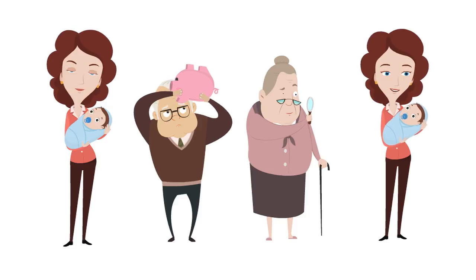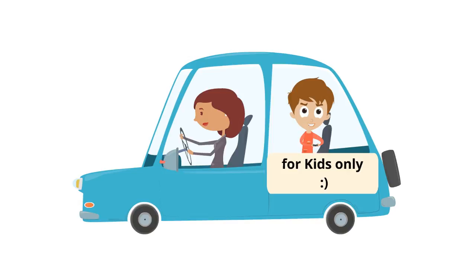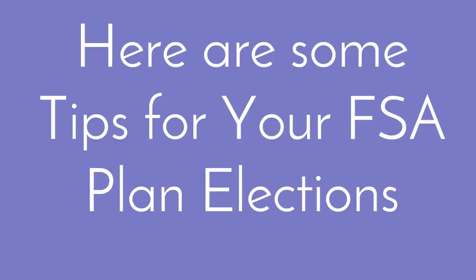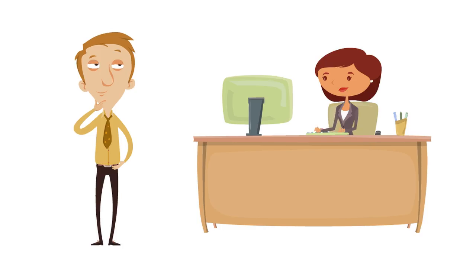If you plan on participating in FSA, make sure you plan accordingly and check your balance frequently. Plan your contributions. Prior to making your election, make a list of all your anticipated eligible expenses. Avoid overestimating your expenses. You want to make sure you do not have unused funds for which you have no eligible expenses at plan year end. If you do, these funds will have to be forfeited.